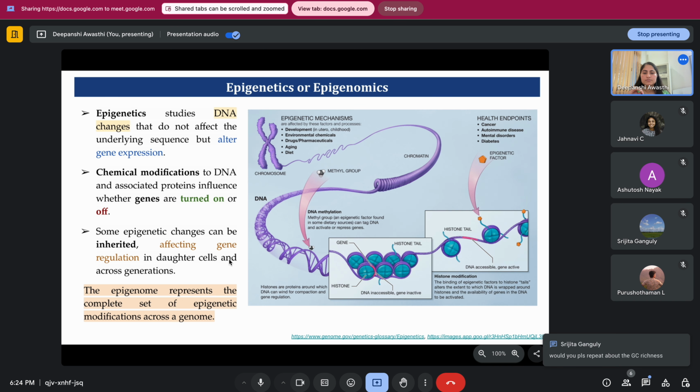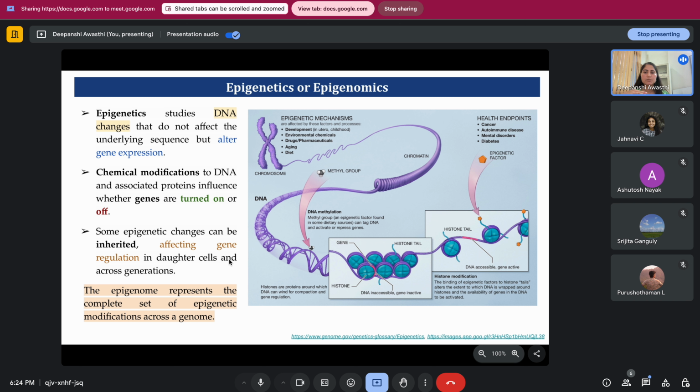Okay, so I was telling that GC rich region is found most probably in the promoter site. Whenever genes are present, a GC rich region is present before the gene, and those promoter regions are important for binding of transcription factors. So transcription factors bind to those promoter regions, and ultimately they will allow the gene to express in terms of RNA.